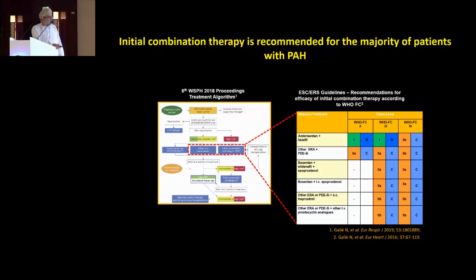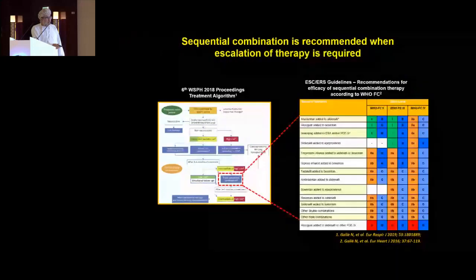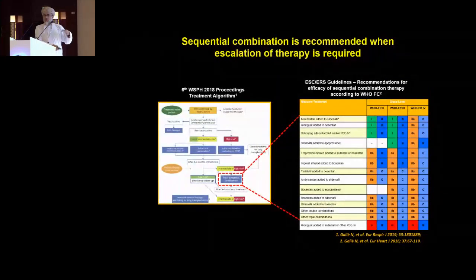Now, as I said, you start initially with a combination of oral medication, dual medication. When you decide on triple sequential, then you add a third line of treatment. Now, we are not allowed to put two drugs of the same class together. Riociguat is not allowed to be added to sildenafil or any other PDE5 inhibitor. We use riociguat as a switch for patients on sildenafil or tadalafil.